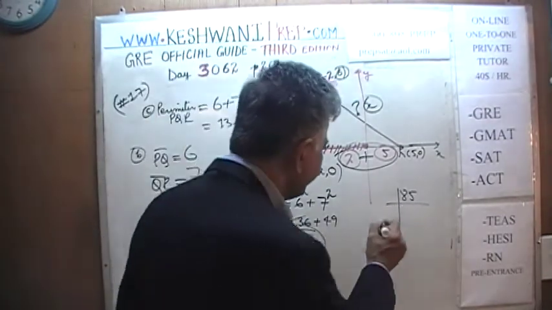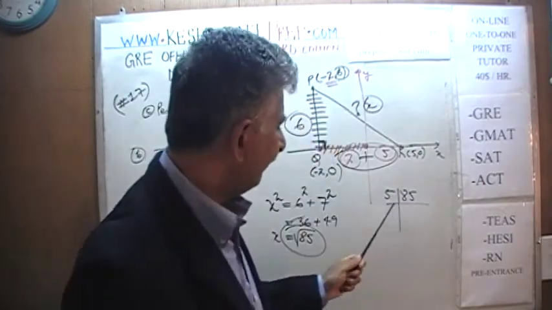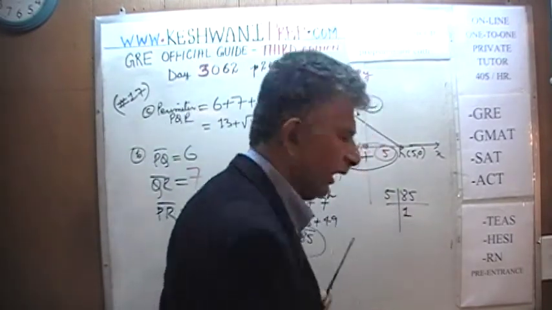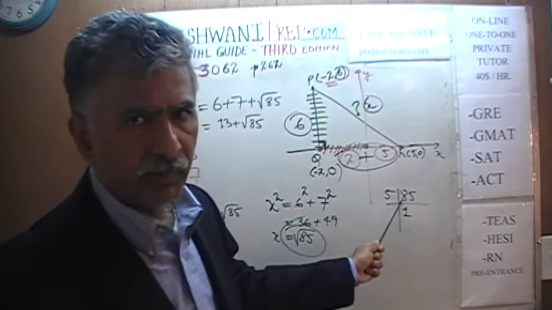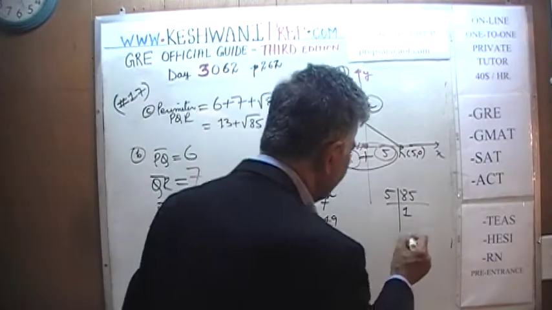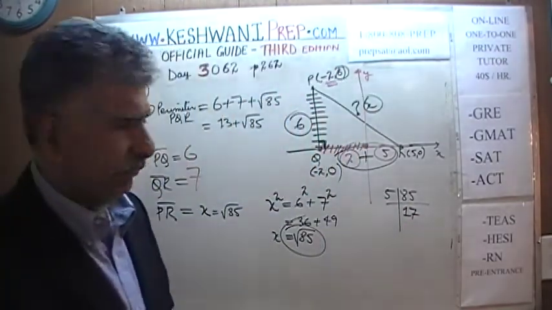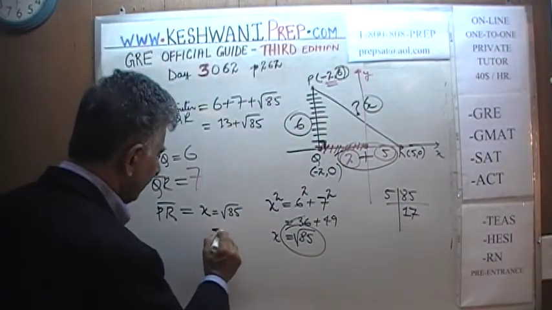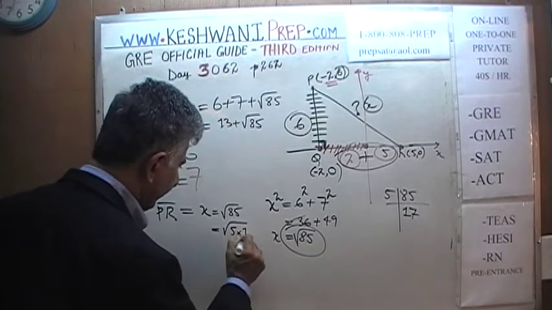So let's try 5. How many 5s does 8 have? 8 has 1 five. After we take away 5 from the 8, we have a remainder of 3. 3 goes and joins the 5 and becomes 35, and 35 has 7 fives. As you can see, 85 is simply the product of 5 times 17.